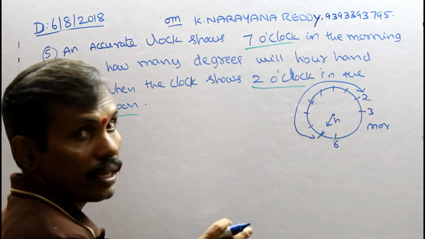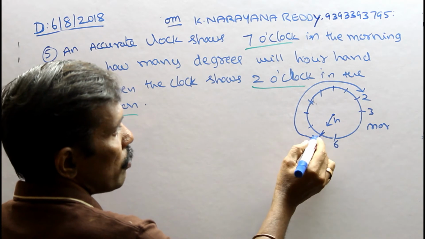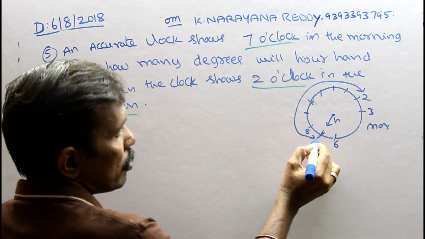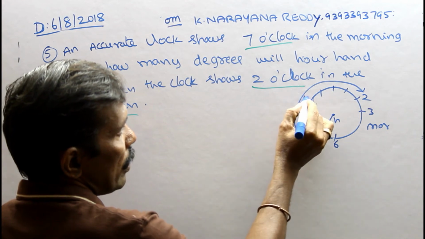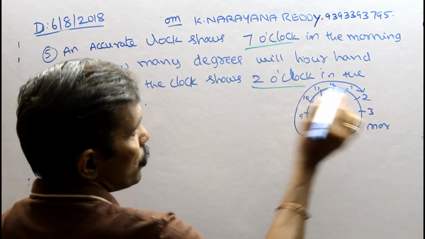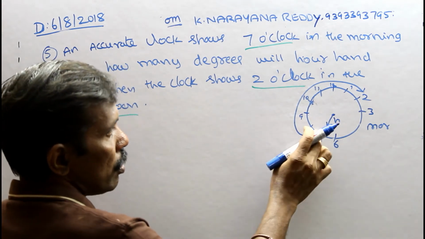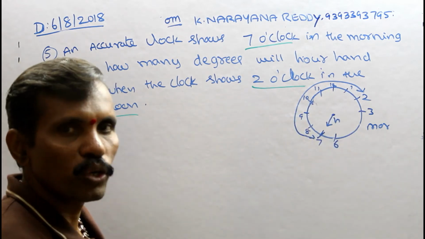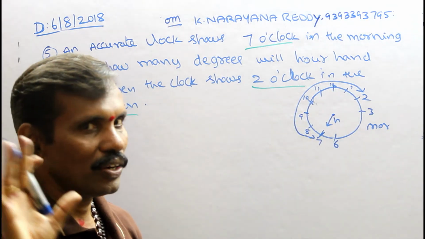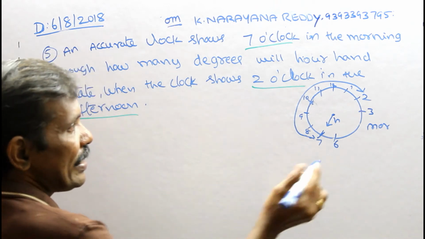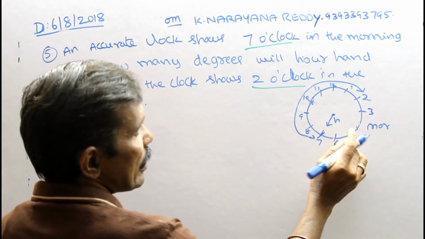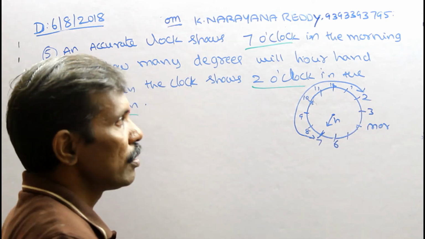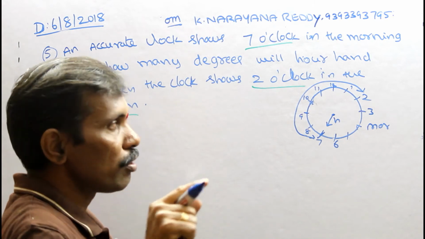So how many spaces are there? Here 7 o'clock means 1, 2, 3. This is 8 o'clock, 9 o'clock, 10, 11, 12, 1, 2. How many spaces? 1, 2, 3, 4, 5, 6, 7. 7 times 30, 210 is the answer. Simple. No doubt about that, because each gap makes a 30 degrees angle. You know that, because 12 gaps are there. 12 times 30 is 360 degrees. So one space is equal to 6 degrees.